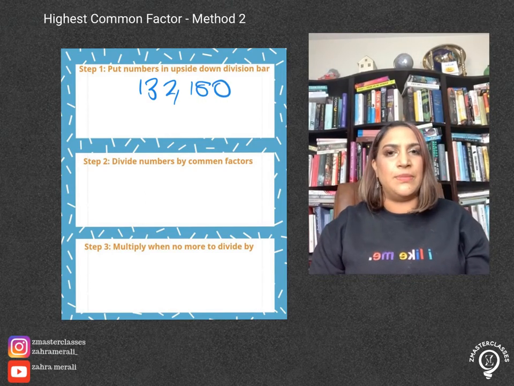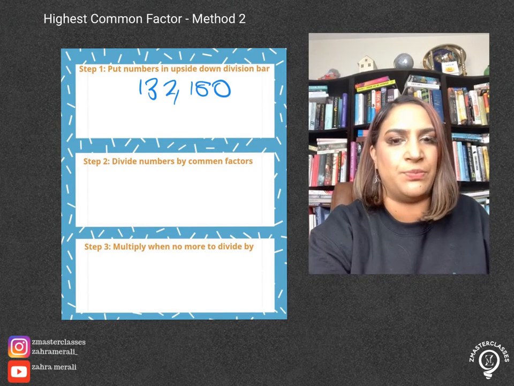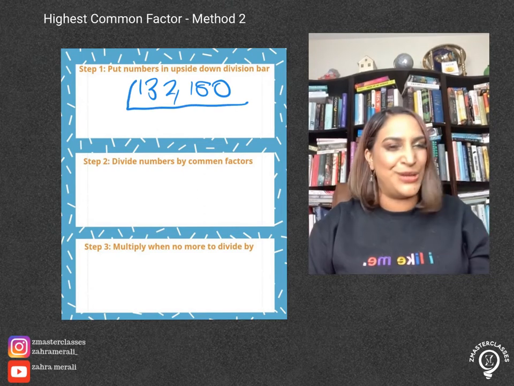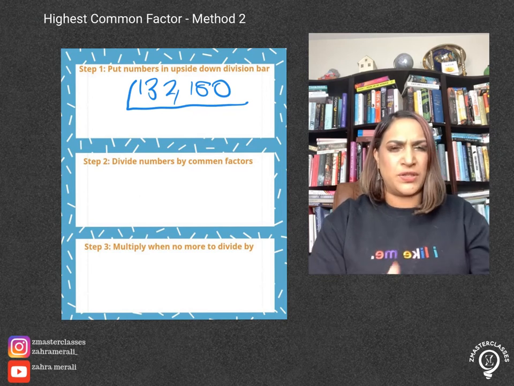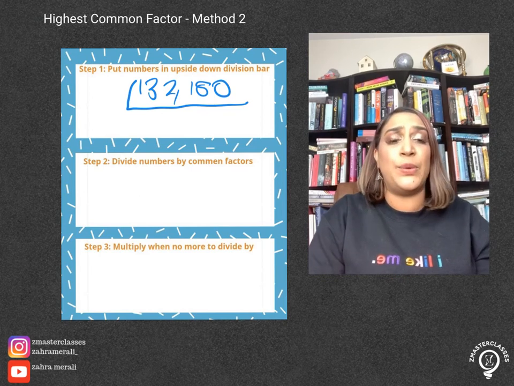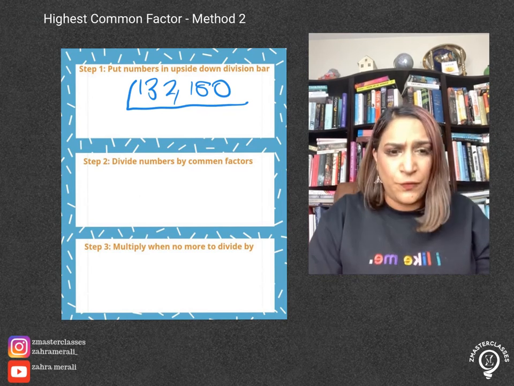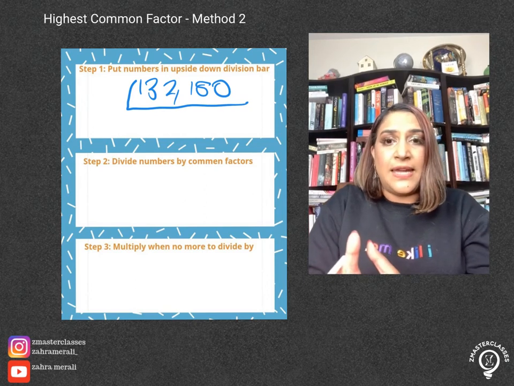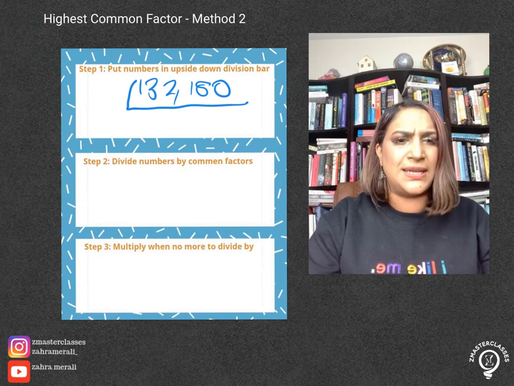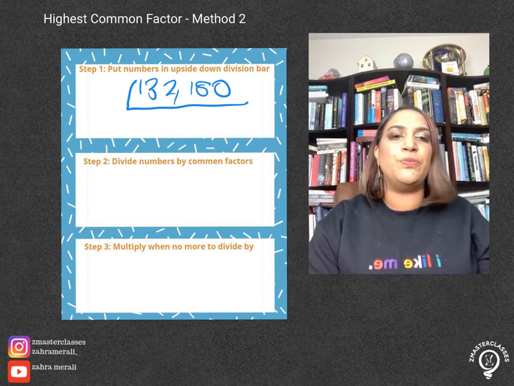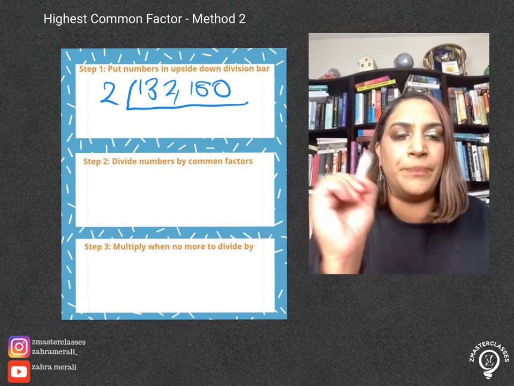And we're going to put them into an upside down division bar. That's all I mean by that, so nothing too complicated. And then we look at them and say, what's a common factor? Now, if we have a look at these numbers, hopefully you recognise that they are both even numbers. So 0, 2, 4, 6, 8, that's what they end in, which means we can divide them by 2.